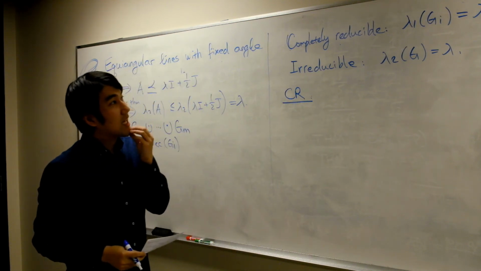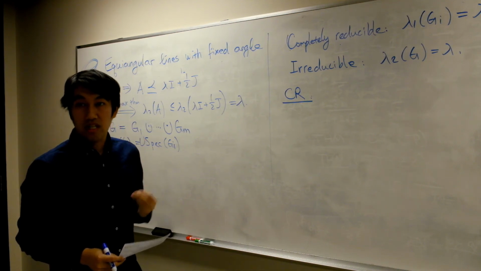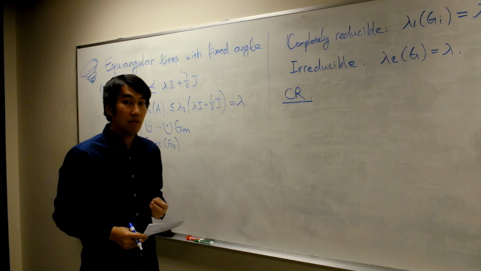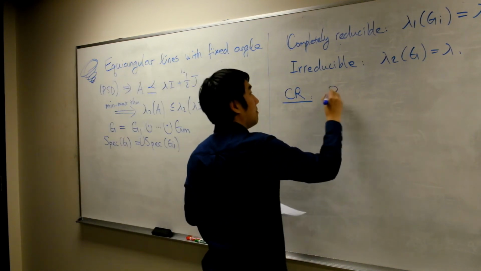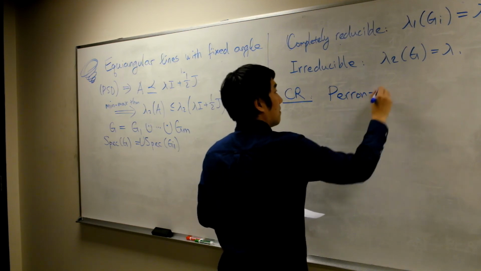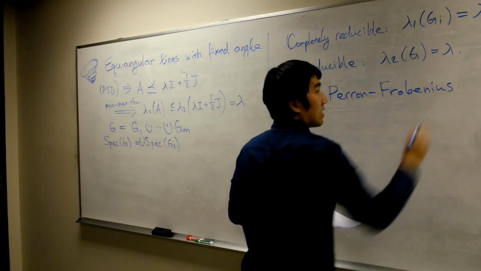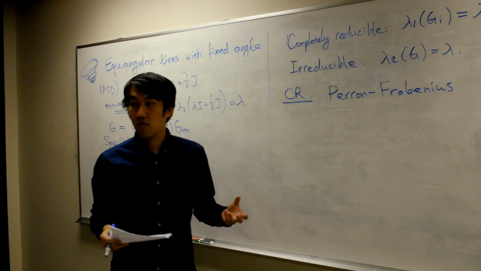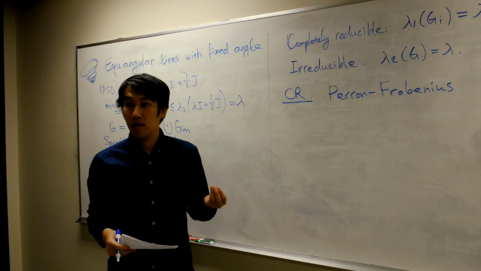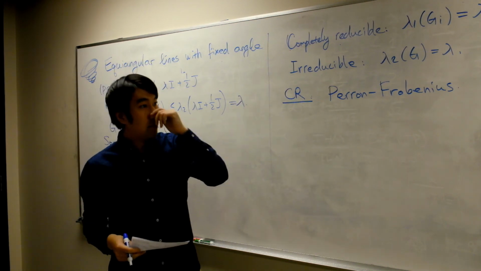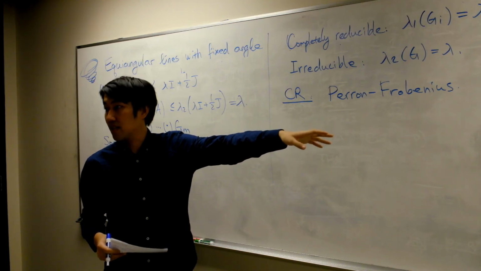Suppose I know the largest eigenvalue of each component is equal to lambda. What can I conclude about the multiplicity of lambda? There is something called the Frobenius theorem. That says if you have a connected graph, then the largest eigenvalue is simple, has multiplicity 1. So each connected component can contribute at most 1 to the multiplicity I want to maximize.